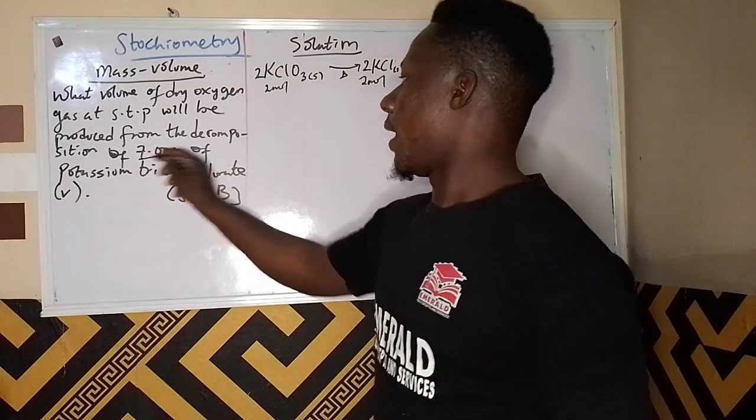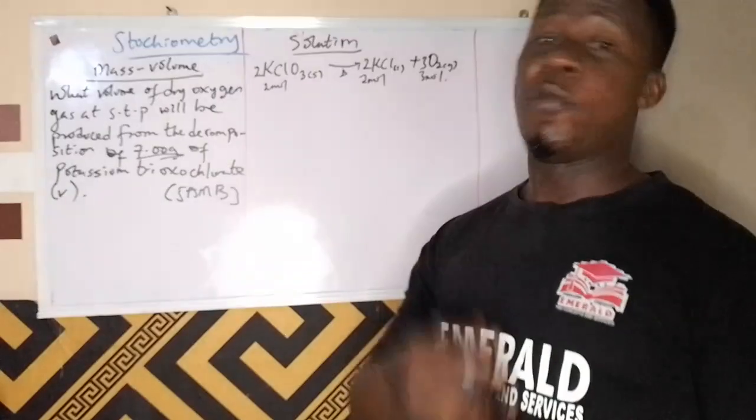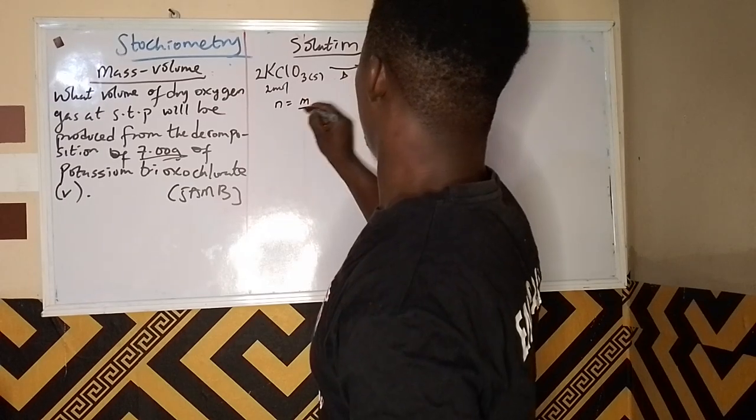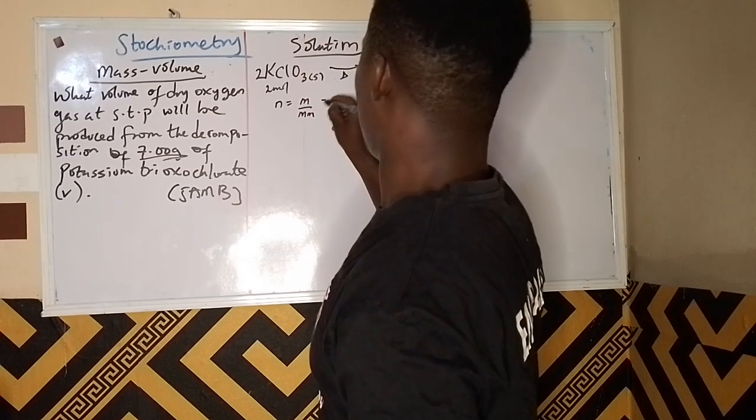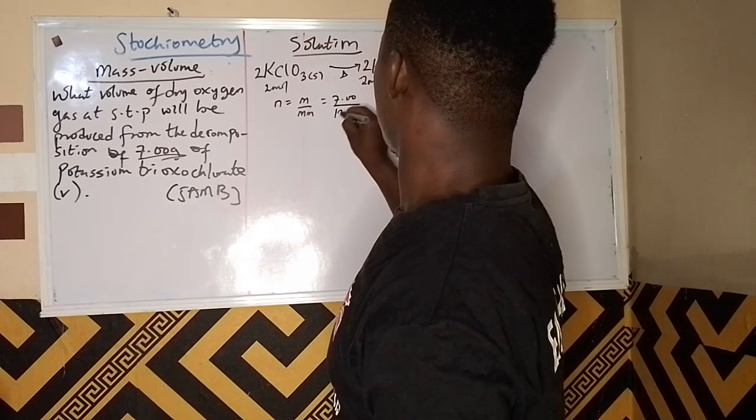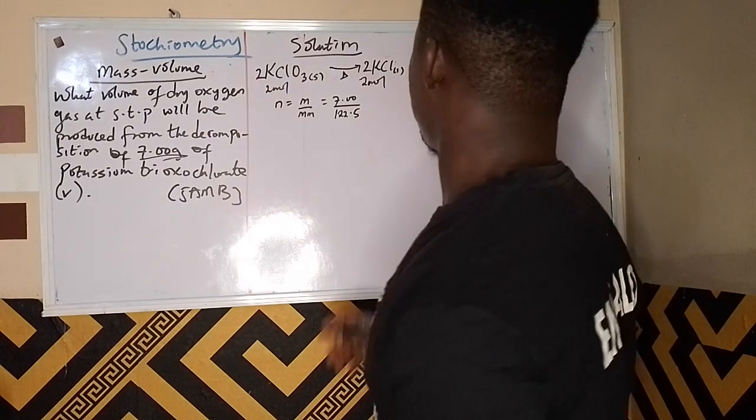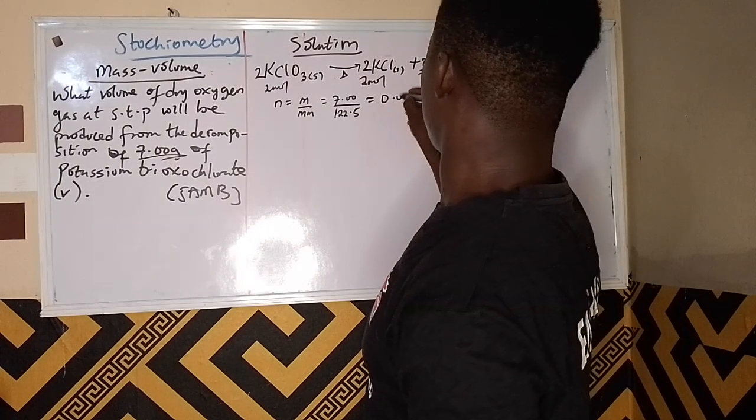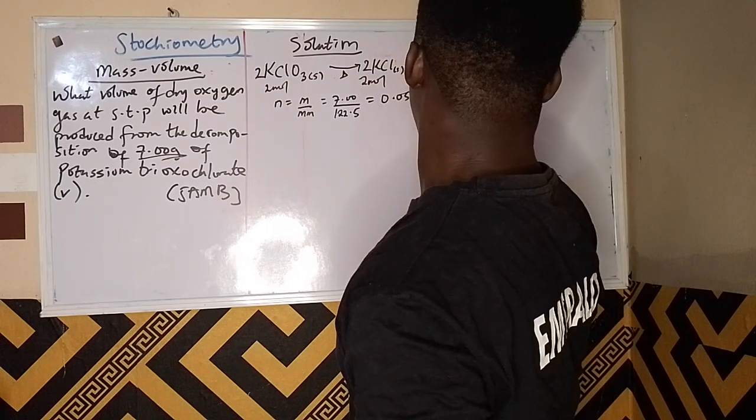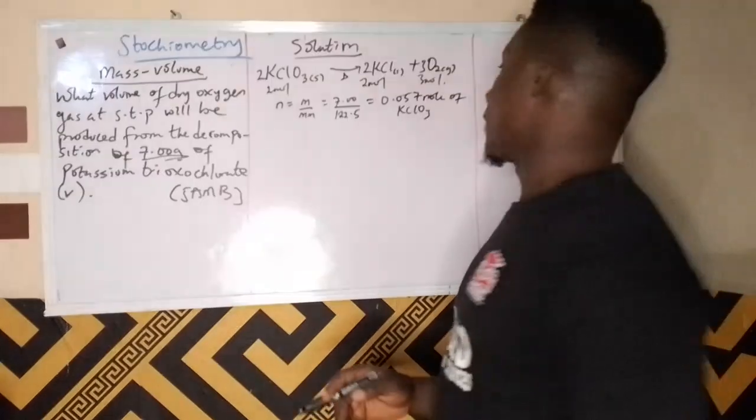Now you have been given the mass of potassium chlorate. Convert it to moles by saying number of moles is equal to mass over molar mass, and that is 7.00 over the molar mass of KClO3, which is 122.5. So 7 divided by 122.5 will give us 0.057 mole of KClO3.